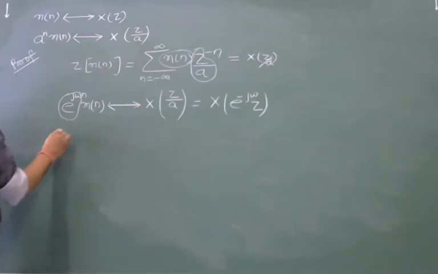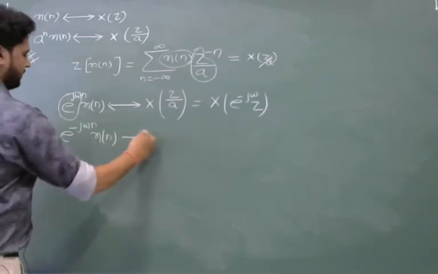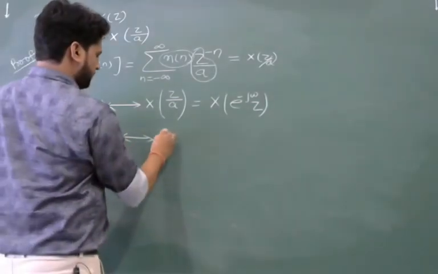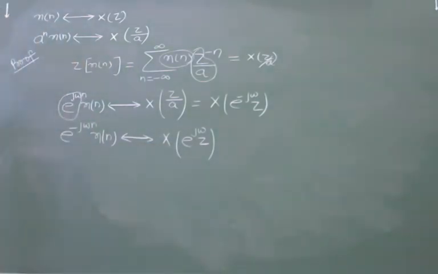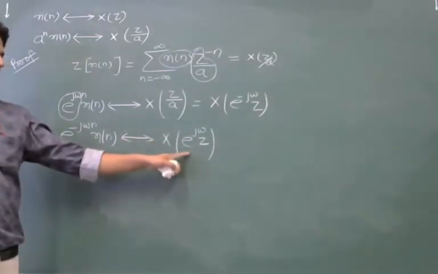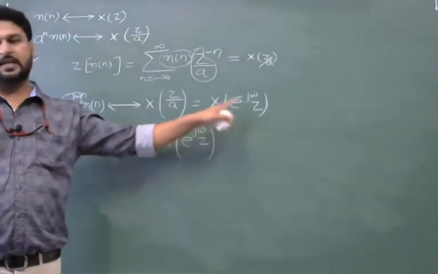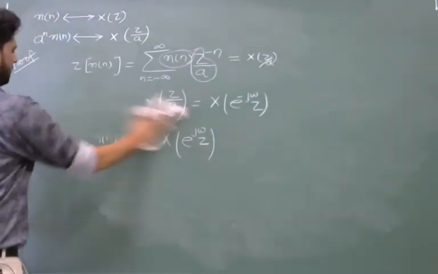Similarly, the z transform of e power minus j omega n x of n will be equal to x of e power j omega z. If it is e power minus j omega n, then we will multiply z with e power plus j omega. If it is e power plus j omega n, then we will multiply z with e power minus j omega. This is the property called multiplication by an exponent or a complex exponential in the time domain.